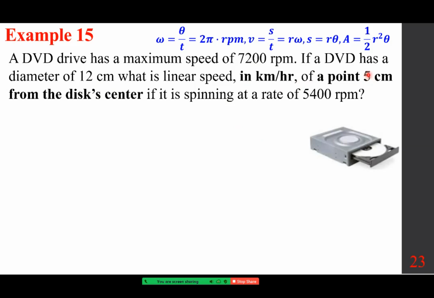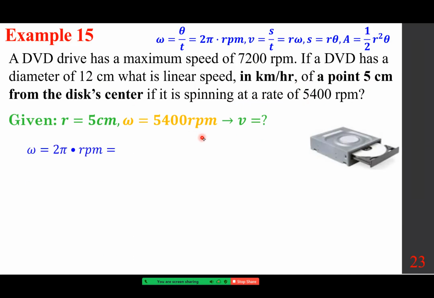So this is the R, and it's spinning at 5400 RPM. So that's omega. We want V. V equals R omega. Remember, for RPM, we have to multiply by 2 pi. So this is the answer: radians per minute, that's omega. V is R omega, so we multiply this one by R, which is 5, and it becomes centimeters per minute.